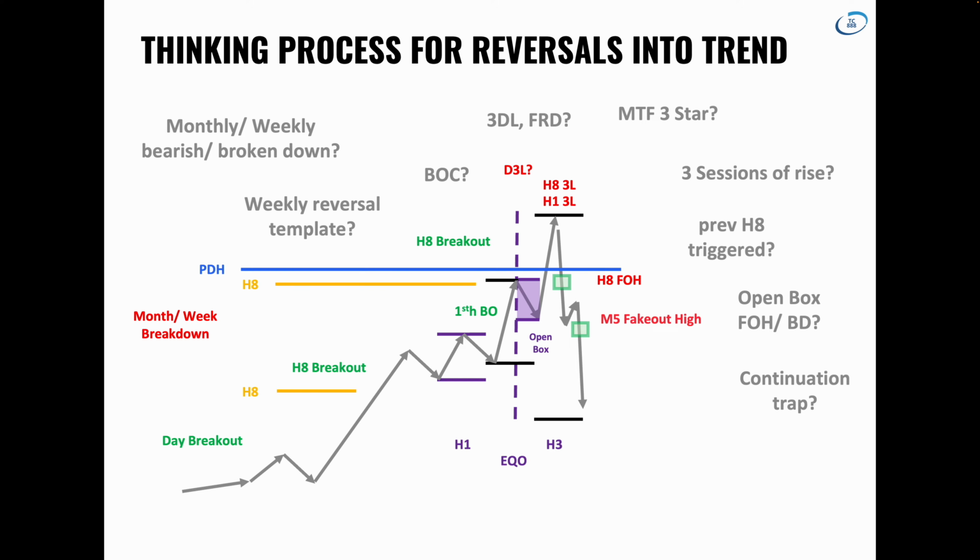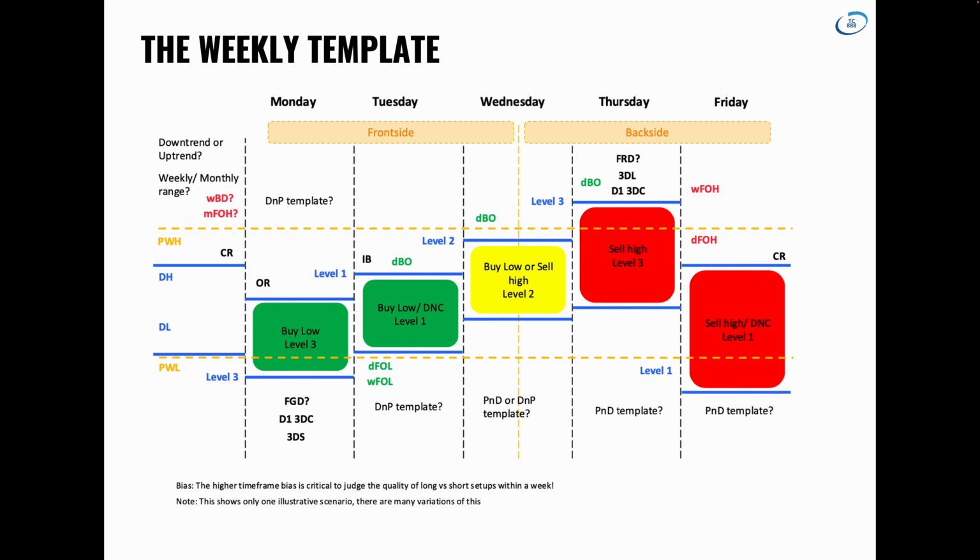That's the thinking process. This is the real reversal one. The reversal continuation looks a bit different potentially, but this is one example of how this thinking process could look. So let's look into the weekly template. This is the generic weekly template, and I will show you the situations we are looking for in this case.